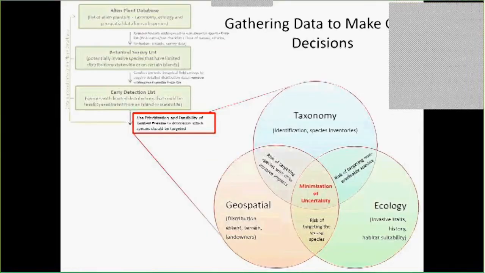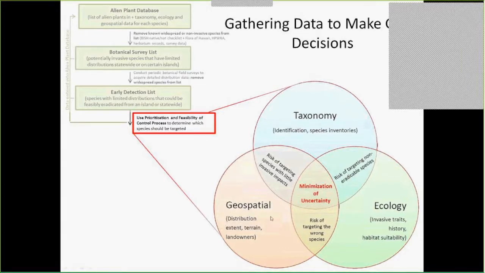So basically, this whole process utilizes 3 different types of data that I think are crucial to making decisions about prioritizing plants. Because basically what we're trying to do is minimize uncertainty. We want to minimize the uncertainty and do our best to allocate our resources in the most efficient way possible. So in order to do this, we need taxonomic data, ecological data, and geospatial data.